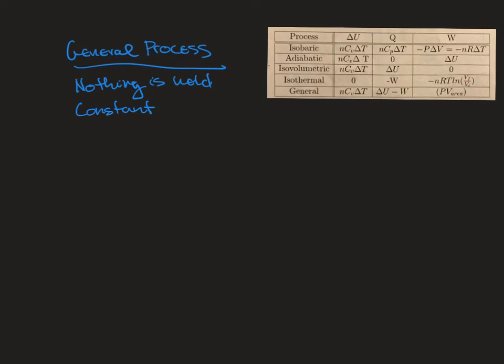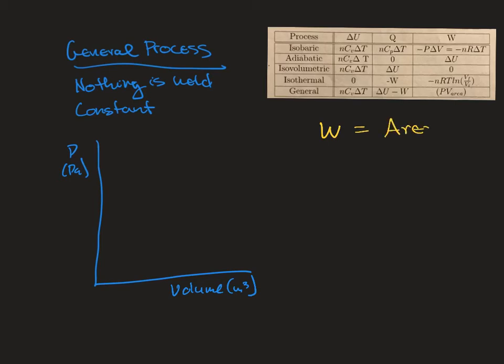So we need to talk about the work. And work is going to be based upon a pressure versus volume graph. So let's set up a pressure versus volume graph. Alright, so we have pressure here, and then volume on our x-axis. And the way we're going to find the work here is by using the area under the line, or the area underneath the curve. So work here is going to equal area.